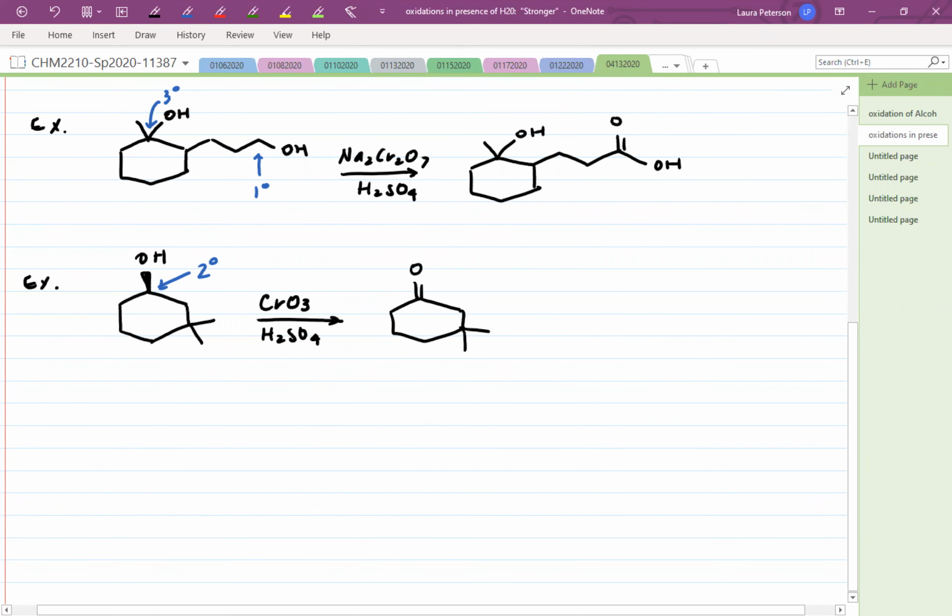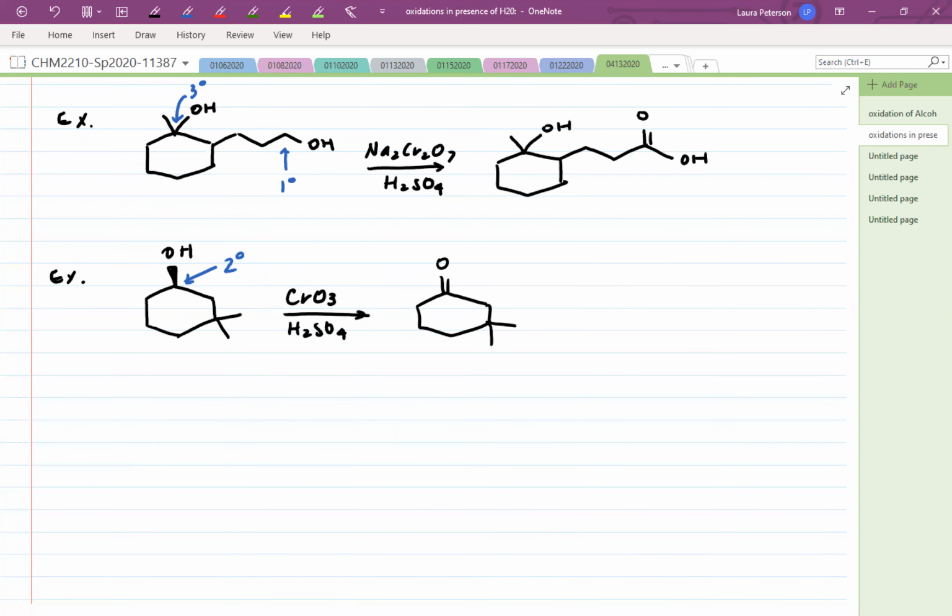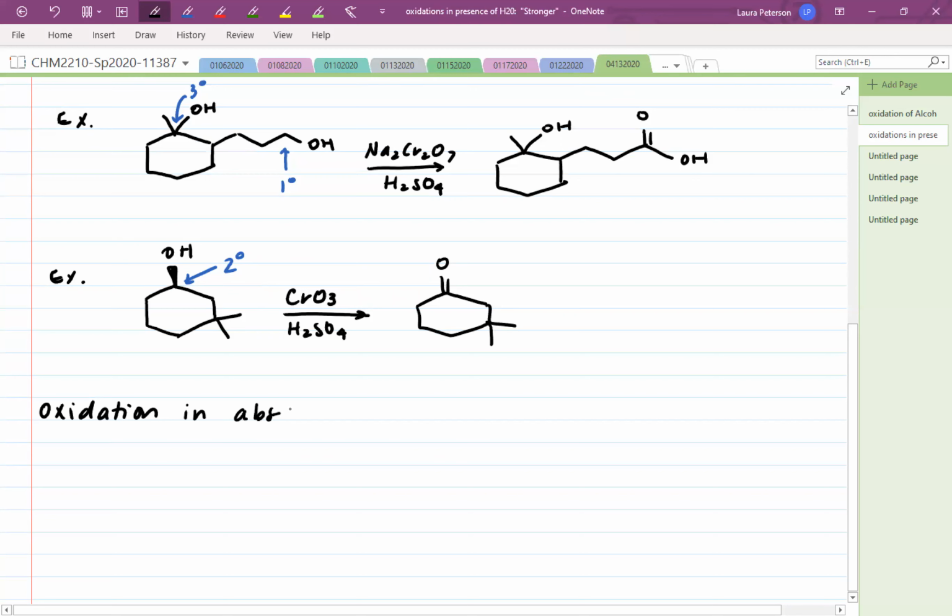All right, so we've seen these stronger oxidizing conditions. So we had dichromate, Jones's reagent, and chromic acid. We're going to have one oxidizing condition which is in the quote unquote absence of water. And let's go ahead and talk about that. Okay, and these we'll think about as the weaker oxidation conditions. So oxidation in absence of water.